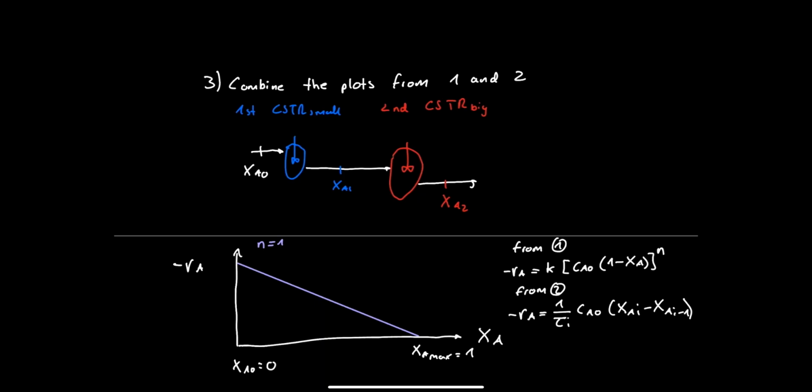So if we start off with the small reactor, we start off by conversion A0, and here we would have our linear slope, and the cross section would lead to our exiting conversion A1. So here we have the slope, which is 1 divided by tau small times CA0. And with this conversion, we would enter our big CSTR.